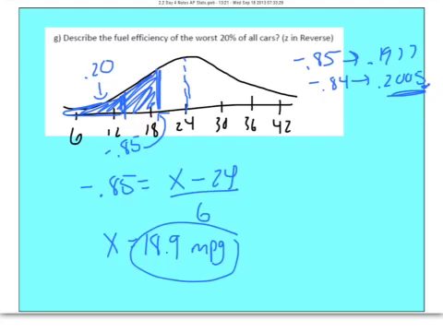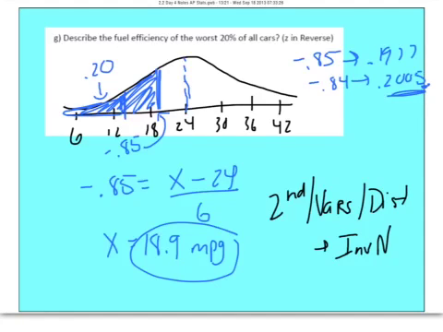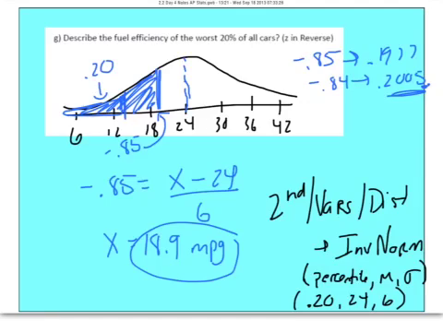You can actually do a calculator check on your inverse calculations, and you're going to be looking for inverse norm. Let me show you how to get there. Here again, you're going to do second vars, and under the distribution, you're going to see INV norm. This will allow you to check, and what you do for this one is you're going to put in three things: the percentile, the mean, and then the standard deviation. So for this case, I should be able to put 0.20. Our mean was 24. Standard deviation was 6 to check the answer. And when I do that, the calculator actually gives me an answer of 18.95.